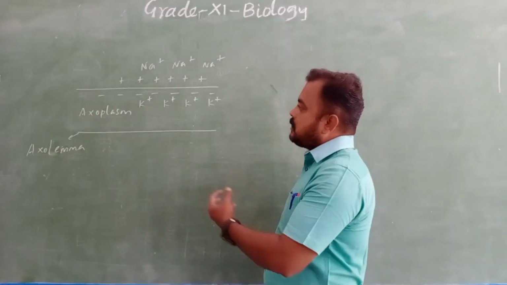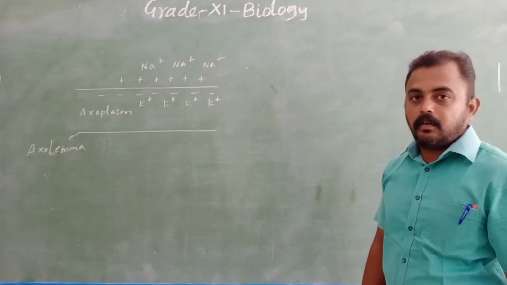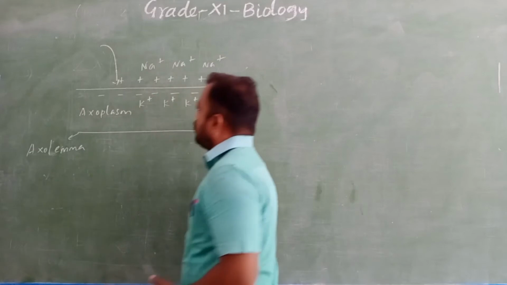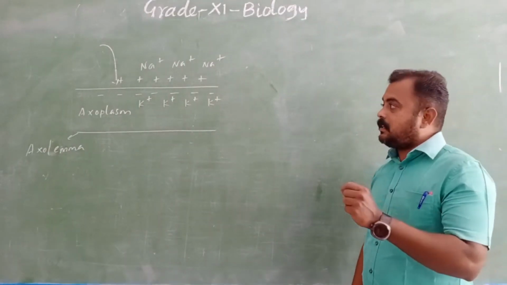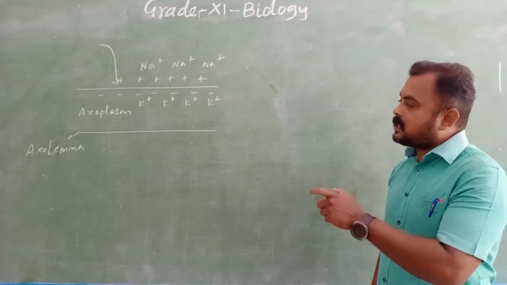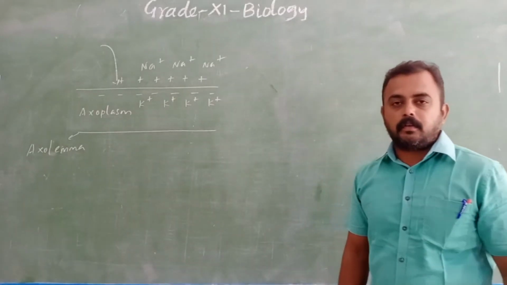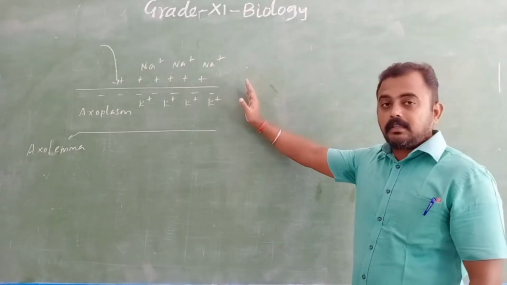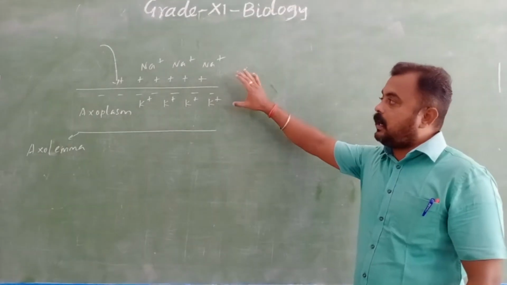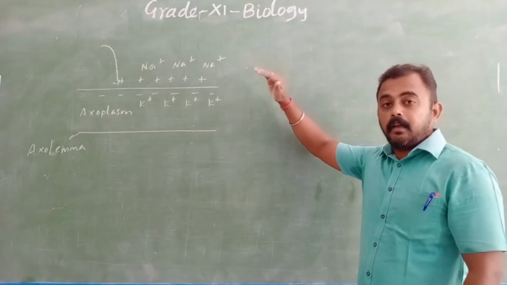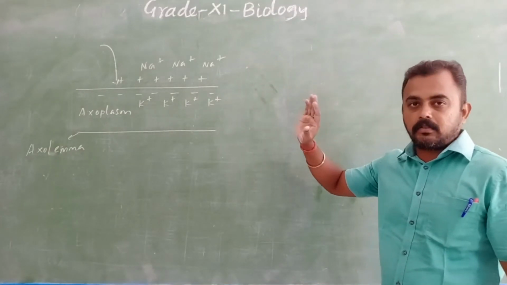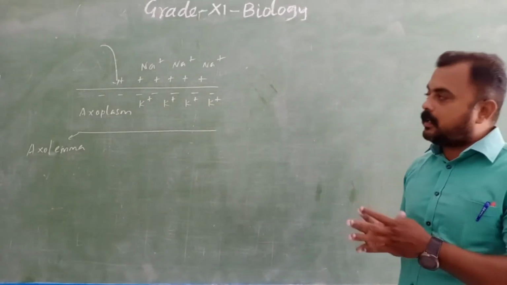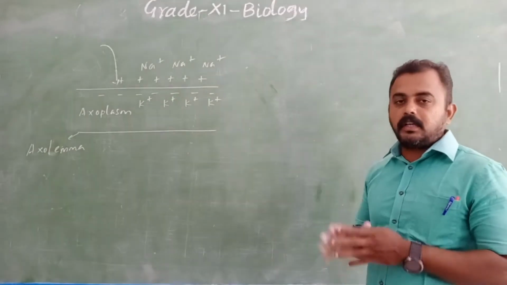Now, how is the action potential generated? When someone touches a particular area, an action potential will be generated. Before touching, it is the resting stage, where our neuron is like this: outside is positively charged, inside is negatively charged. Now we are going to see how it is generated, and what happens inside the neuron if an action potential is generated.